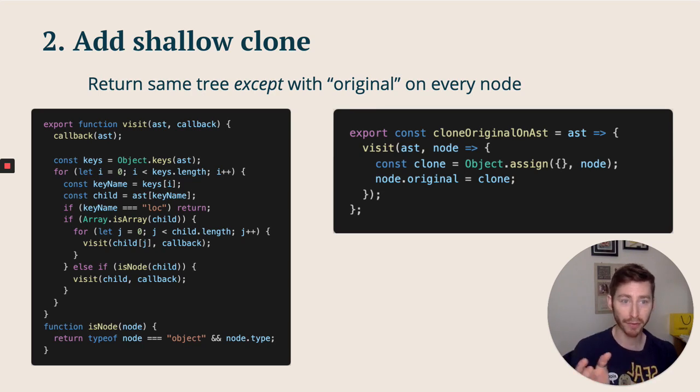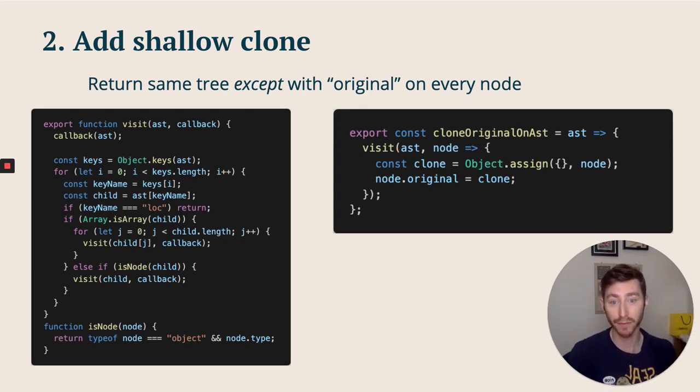Then it's going to check if there's a property location, and if so, it will return early. If the current property is not location, then it will check if the current property is an array, and if it's an array, it's going to call itself for every child of that array. And then the final thing is it checks if any of the properties are AST nodes, and if they are, it then calls itself with that node. So it's going to recursively call itself for children within the tree as it has to.